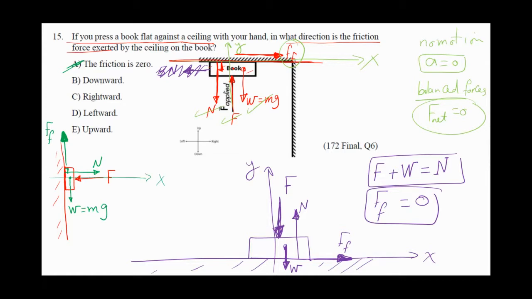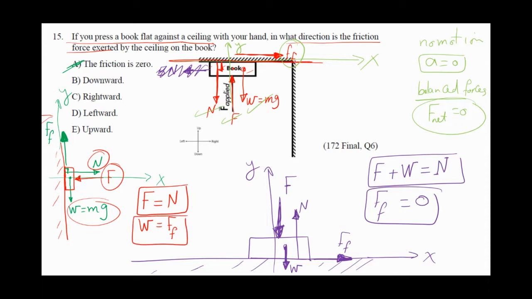Take this one as X, take the vertical one to be Y. Let's apply that the net force is 0, or the balancing of forces. In the X direction, I have two forces. They are balanced. So the force F equals N. This one equals this one. And in the Y direction, I have weight downward and I have friction upward. So the weight equals the friction force. So this is the second equation.